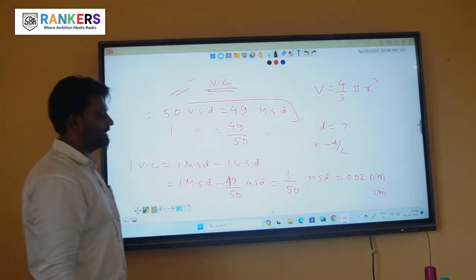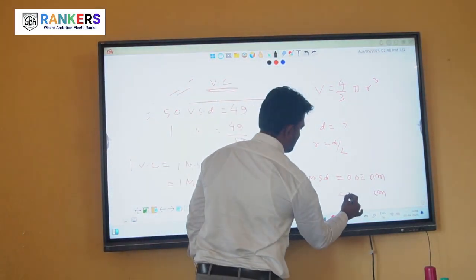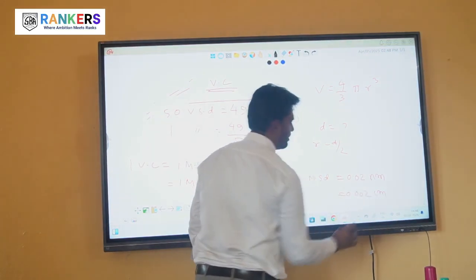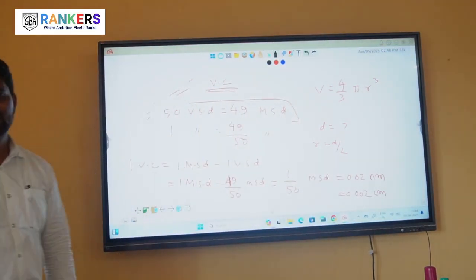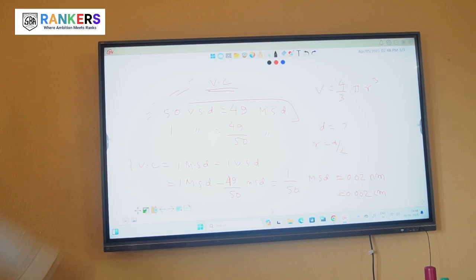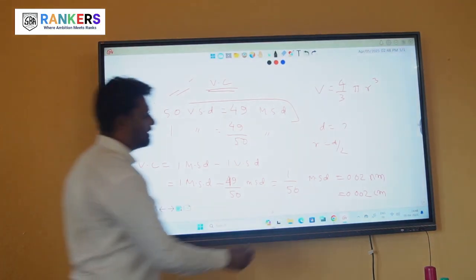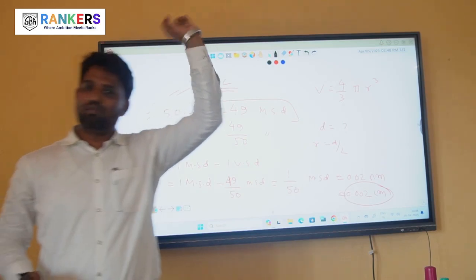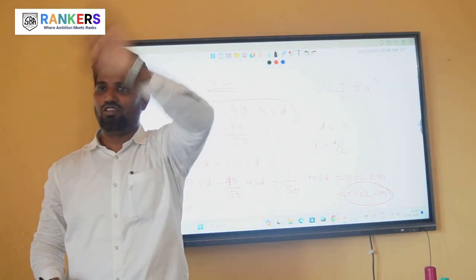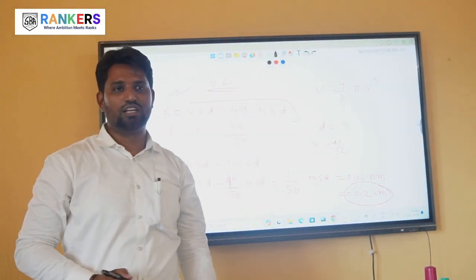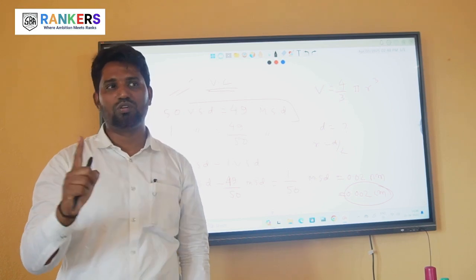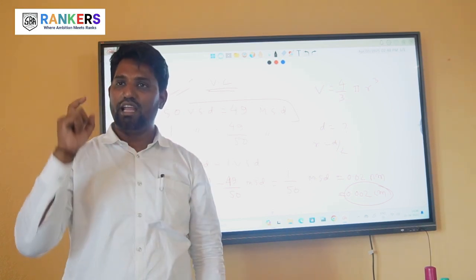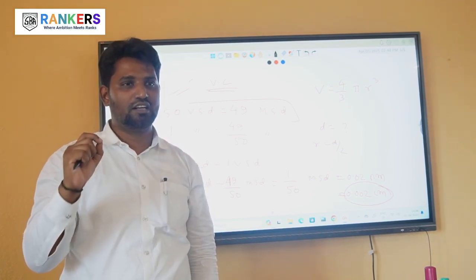If you convert to centimeter, 0.002. Whatever the reading is, you have to convert it. This is the procedure. Now this value you can use to calculate whatever the body given, and its volume or area of cross-section is calculated. This is the important question. I hope regarding the Vernier caliper, everything is clear.